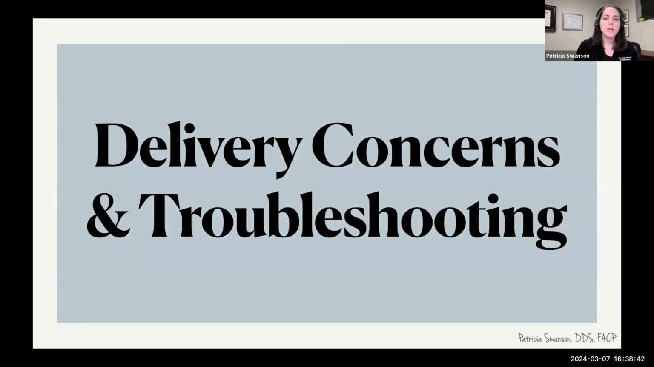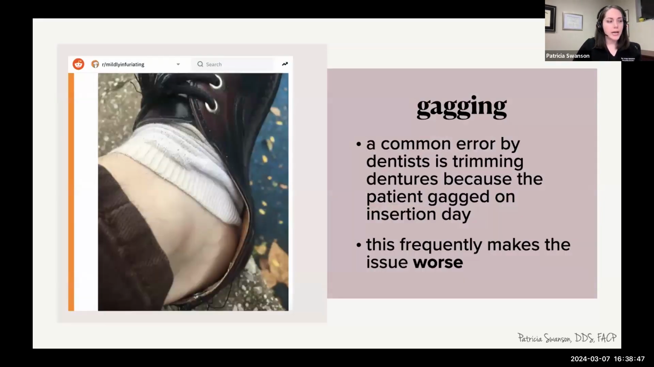So, in terms of delivery concerns and what can go wrong, I would say the biggest nightmare that we all have is gagging. And a common error by dentists is trimming the denture because the patient gags. So you're like, oh my gosh, the patient's gagging, the denture's too big. I'm going to make it smaller and they're going to feel so much better. And this frequently makes the issue much worse. So you want to make sure that you're not making the denture become more noticeable to the patient by shortening it.